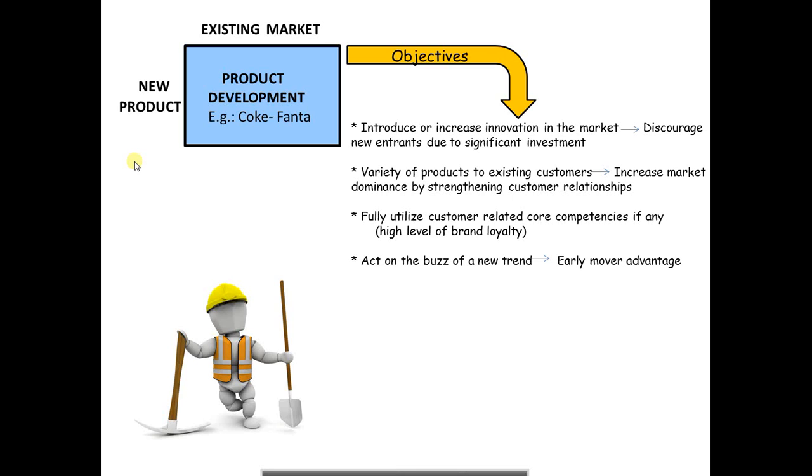An example for product development could be Coca-Cola again, Coke. They introduced the orange soda Fanta. They introduced that second after Coca-Cola. So this is an example of providing their existing market with a new product or variation.